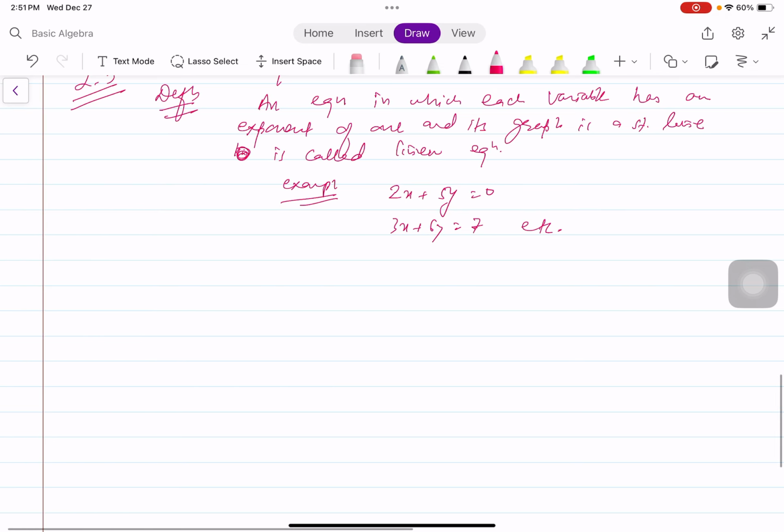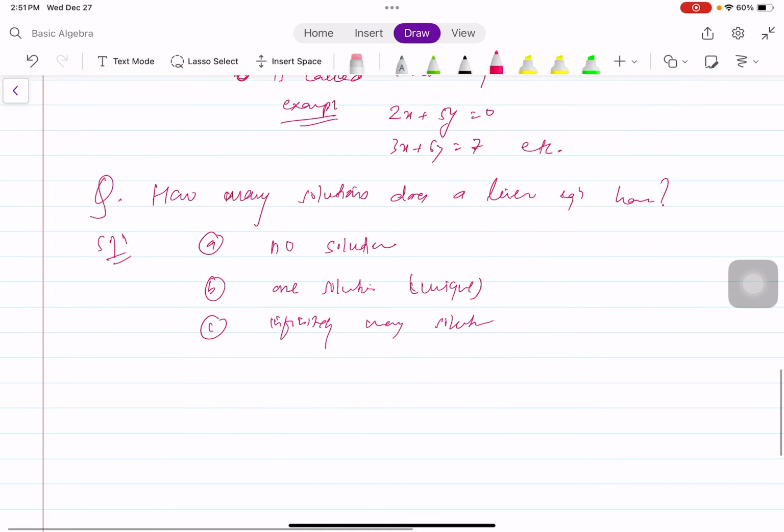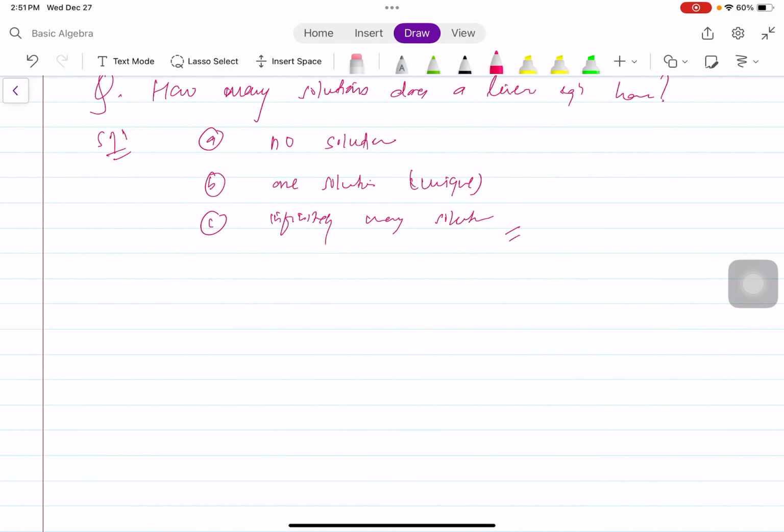Now question: how many solutions does a linear equation have? So the answer to this question is 3 types of solution. Either it has no solutions, or one solution, which is also sometimes called a unique solution, or infinitely many solutions. So a linear equation can have three different types of solution: no solution, one solution, or infinitely many solutions.